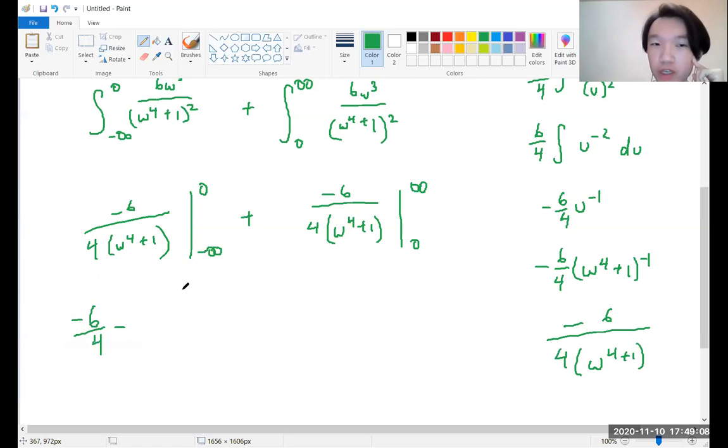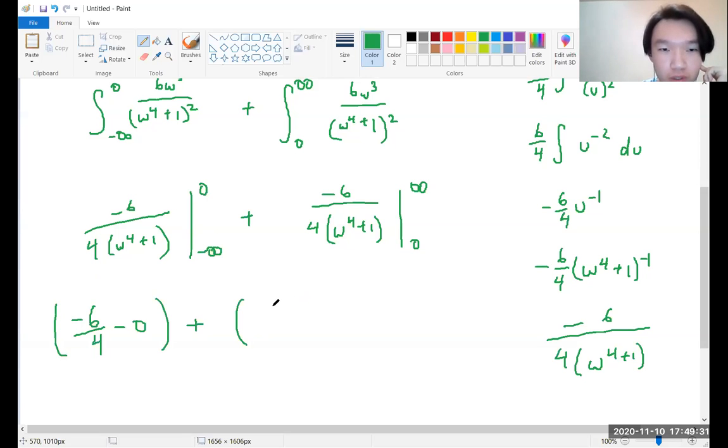Recall that when you plug in infinity, it's technically a limit, right? So what happens as a limit of w? Sorry, what happens when w approaches -infinity? Yeah, it goes to 0, right? Because the denominator gets bigger. So that goes to 0. And now let's do the other one.